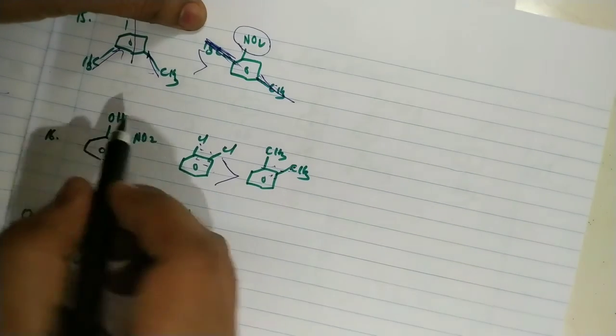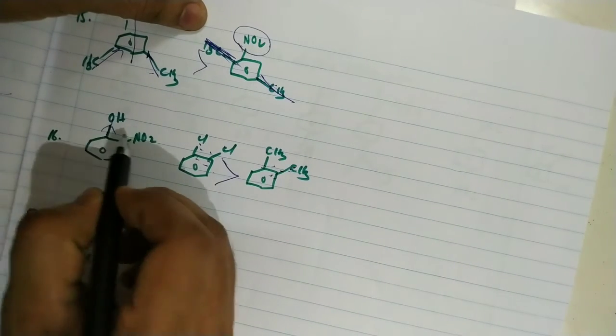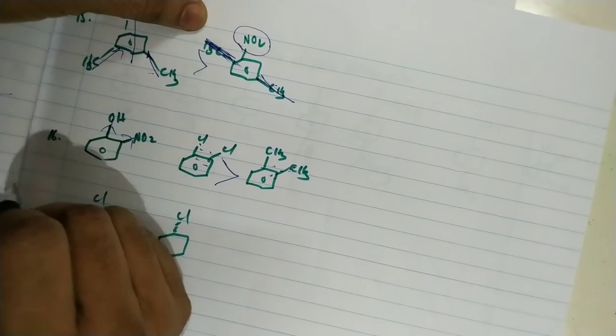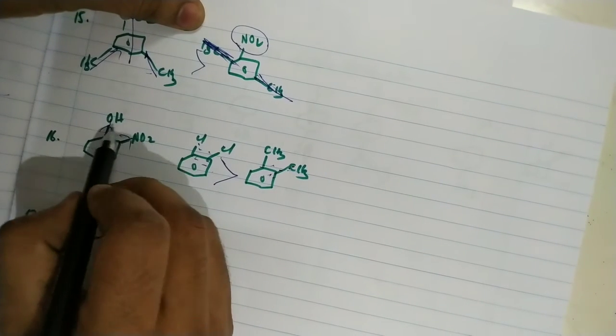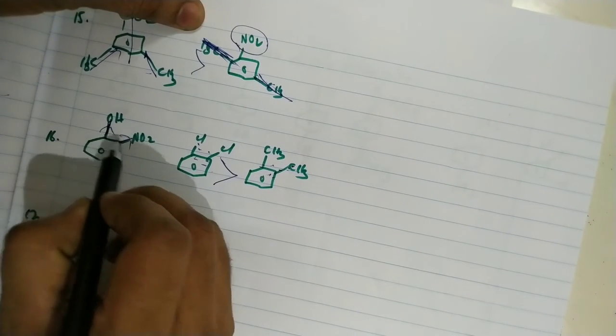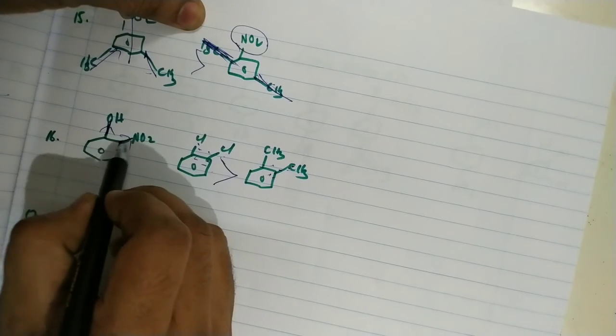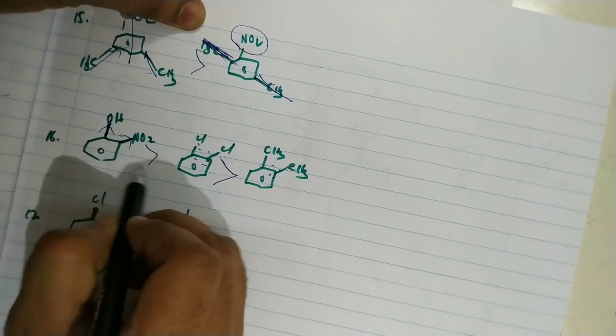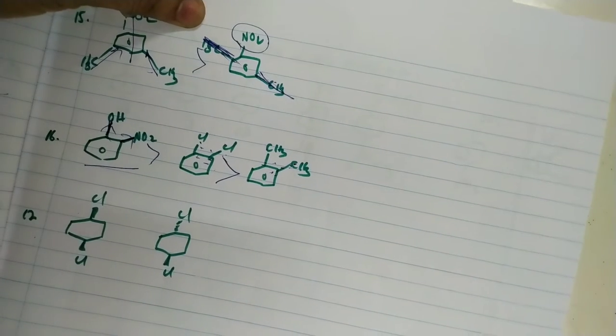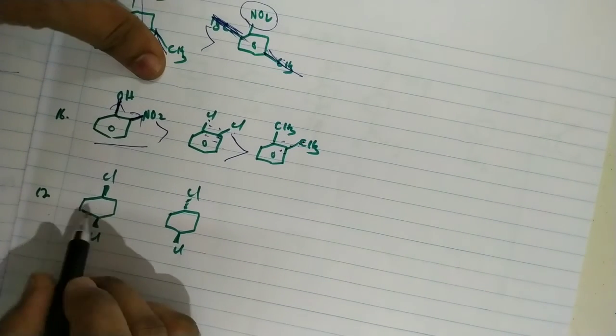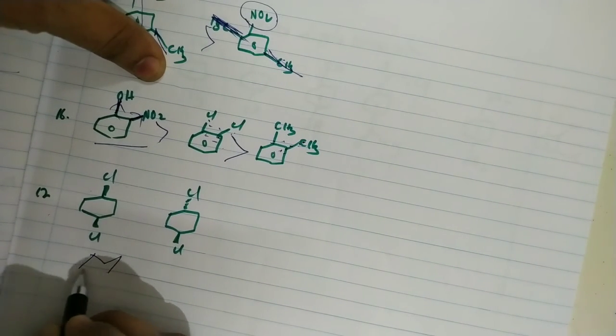Next, here the OH is a minus I group, and this NO2 is a minus I group. But in this case these bonds are more polar when compared with the carbon-chlorine bonds. That's why, with more polar bonds, there is more dipole moment. Okay, next, coming to this one, cyclohexane, the cis isomer.